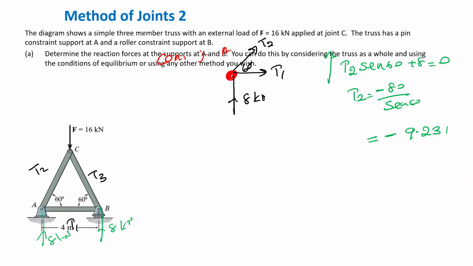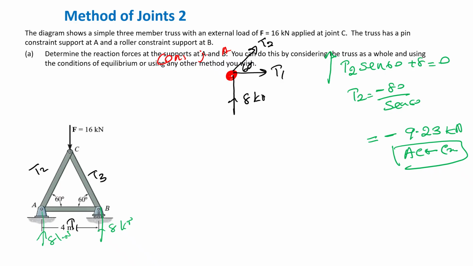kilonewtons, and that member, what is it? Member AC is under compression. Okay, you need to write it, because I told you at the very beginning, it's important to know whether it is tension or compression, because compressive members we need to make bigger, otherwise they will go on buckling.